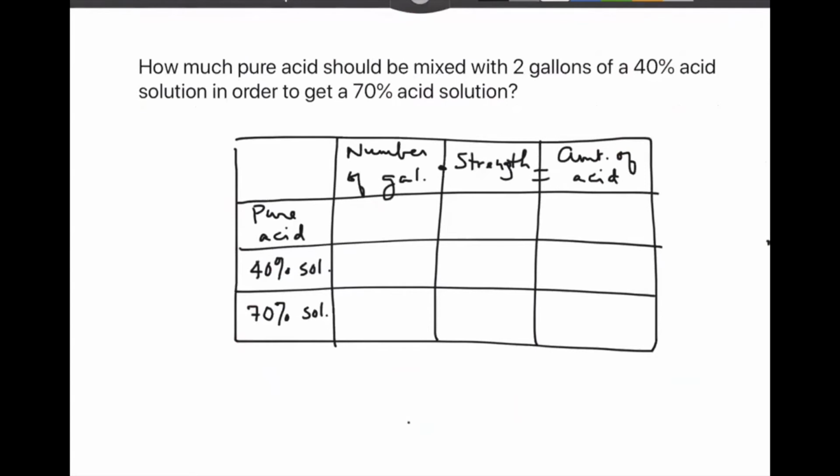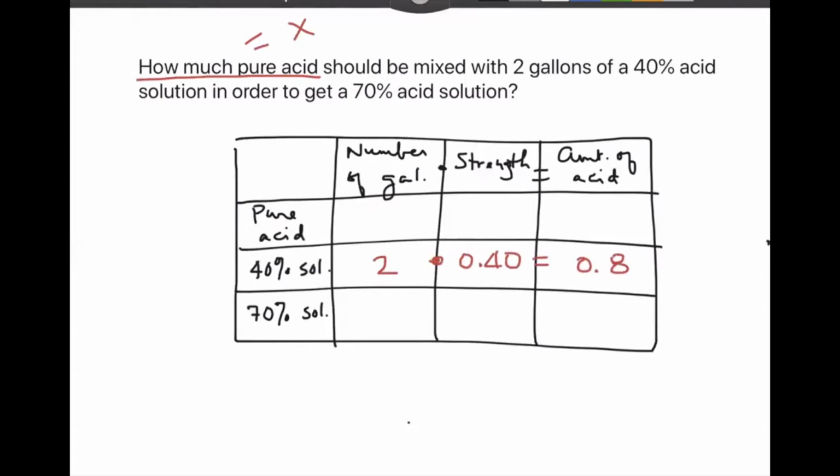So the first step is I'm going to define my variable, how much pure acid, we'll call that x. So now let's fill in the row that we know everything about. We know everything about the 40% solution. We know there are 2 gallons and the strength is 40%. So 2 times 0.4 is 0.8.